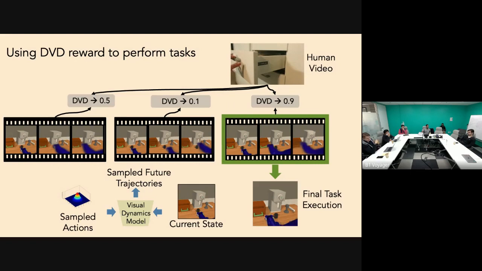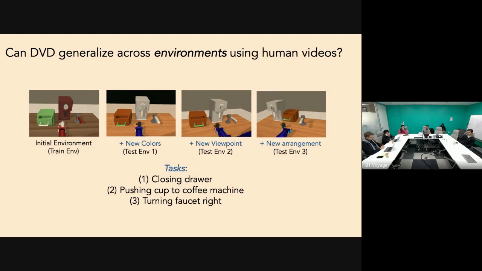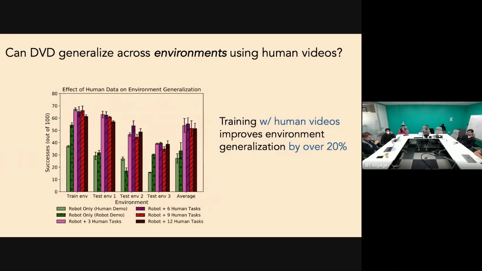But the key question we wanted to look at here, going back to how this relates to Laurel, is our hope that training on diverse human videos enables better generalization. Because the limitation of Laurel was that the reward was tied to the tasks and environments that it saw in its robot training data. So in this experiment we have a few tasks. We have robot data from this initial training environment, the one all the way on the left, and we generate three unseen test environments where we change the colors, viewpoint, and arrangement. We evaluate the reward function on these held out environments and see how well it generalizes. The key takeaway here is that training with human videos does improve environment generalization significantly.